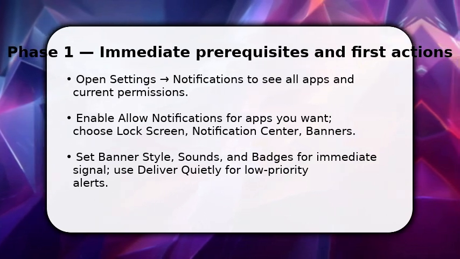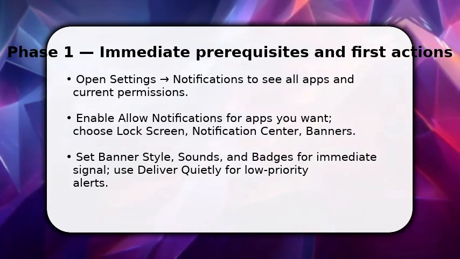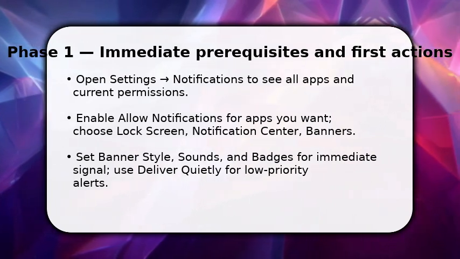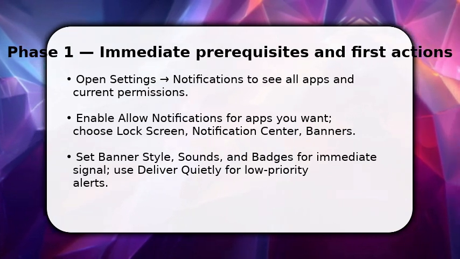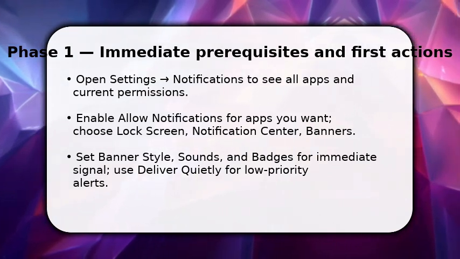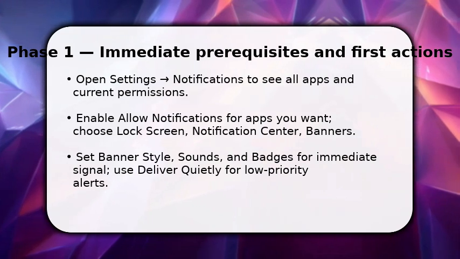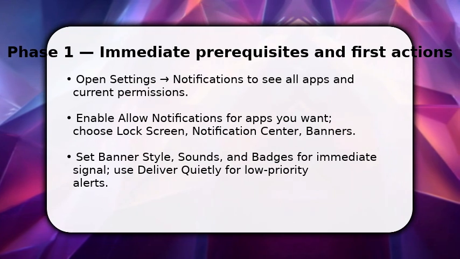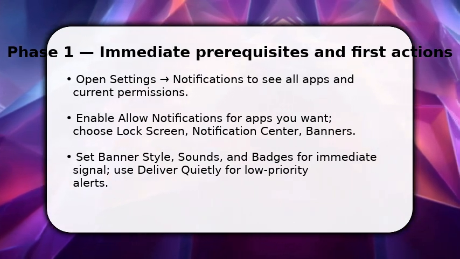Turn on Allow Notifications for the apps you need and pick where they show: lock screen, notification center, or banners. Once done, choose banner style and sounds to match urgency, and enable badges if you want unread counts. Make sure to use Deliver quietly for non-essential alerts, so you won't be interrupted unnecessarily.